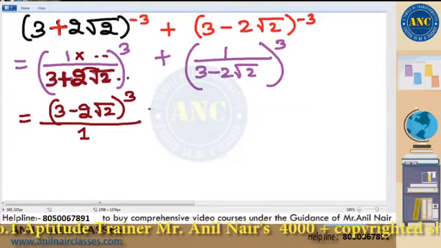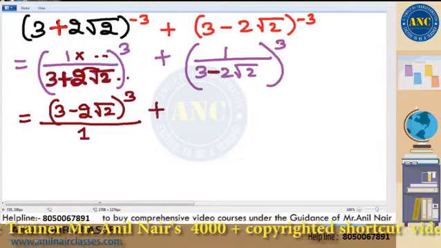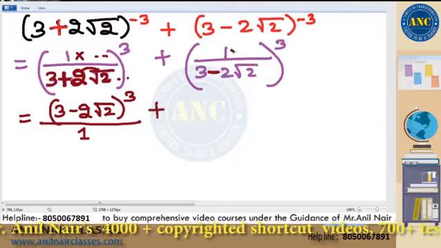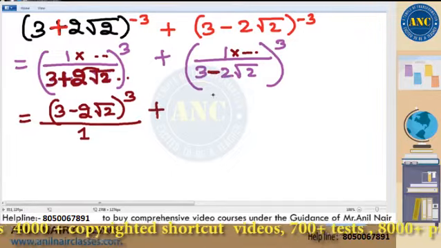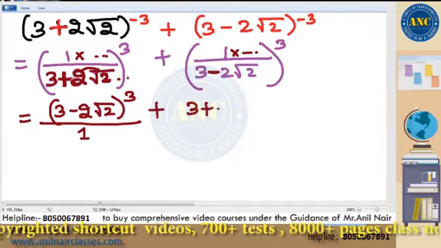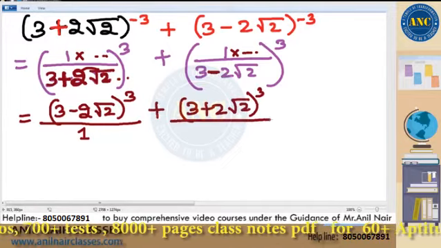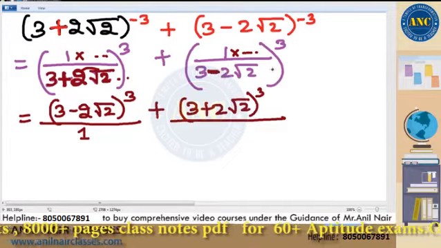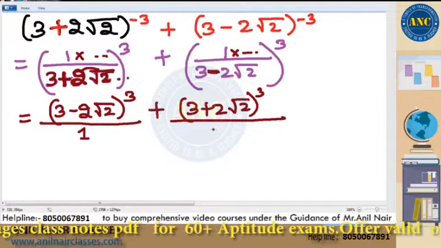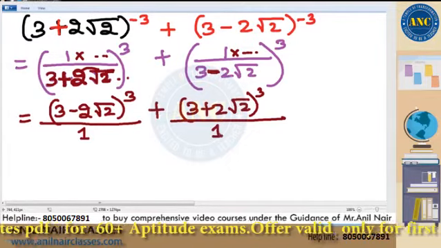Don't keep writing all those things. Similarly here, 3 minus 2 root 2 is there. That means I should multiply numerator and denominator with 3 plus 2 root 2. 3 plus 2 root 2 whole cube, I will write it. Same logic, 3 minus 2 root 2 into 3 plus 2 root 2, from my previous denominator, again it will be 1.